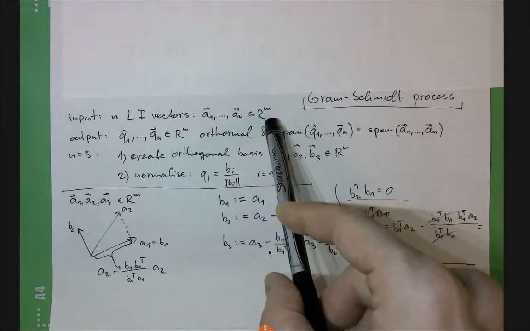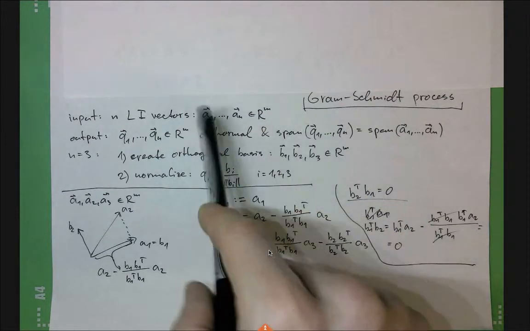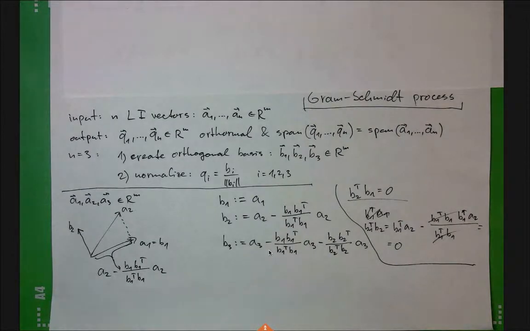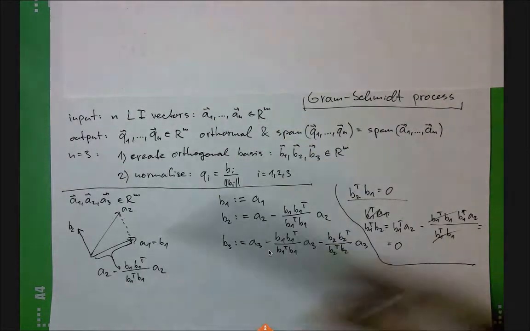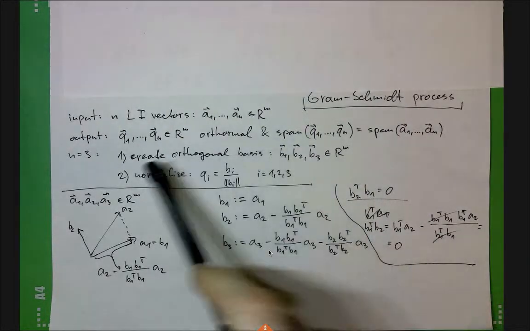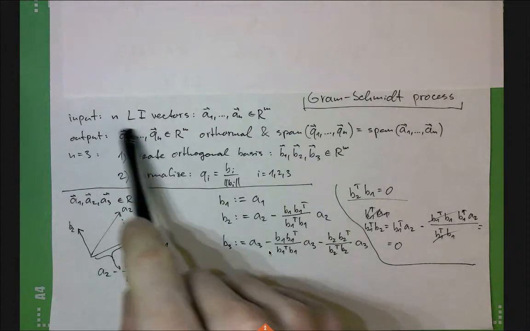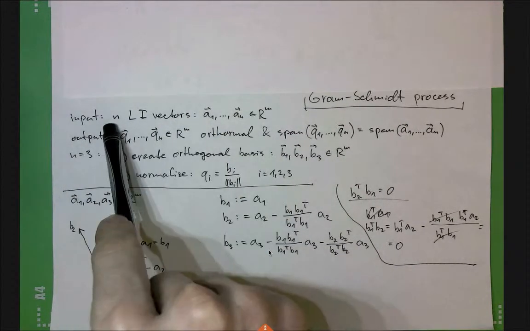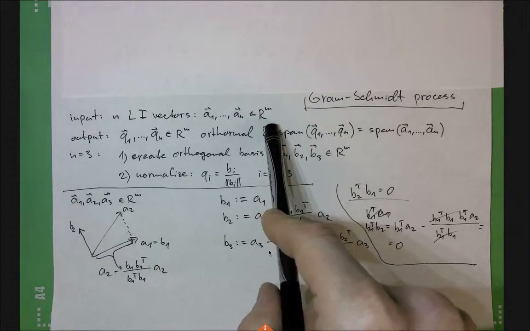What can you tell me about the m? If I tell you there are n linearly independent vectors existing in an m-dimensional space, what can you tell me about m? That m is at least n, right? Otherwise there couldn't be n linearly independent vectors existing in it. Things like this you should be able to answer. So this is the input: n linearly independent vectors in some m-dimensional linear space.